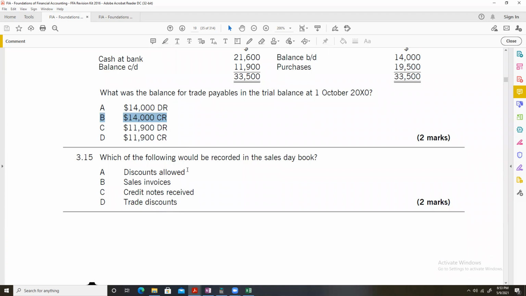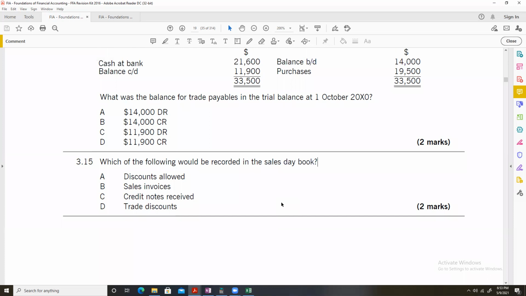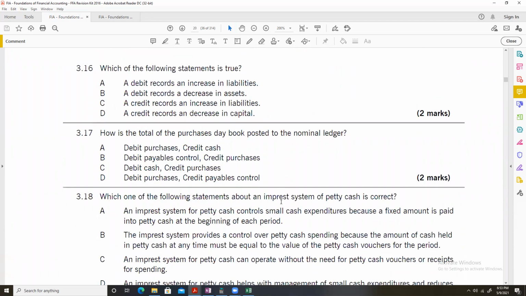Which of the following would be recorded in the sales day book? Discounts allowed, sales invoices, credit notes received, trade discounts. Which of these will be recorded in the sales day book? Again, it is a very easy question. So I hope that you should be able to do this question from your study of the books of prime entry.